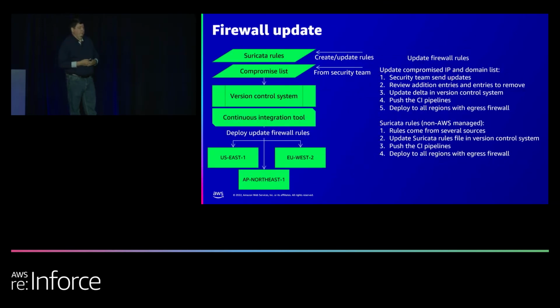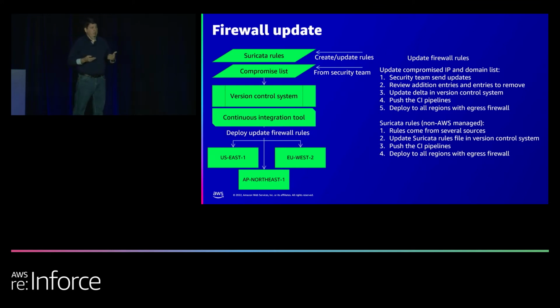I want to talk a little bit about how we do our firewall updates. There is a whole mess load of different options out there to do it, but this is the way we do it. We have two different interfaces that come in. So we have our rules that we create, and then we have a set of rules that come in from our security group that are things like which domains to block, what bad actors are out there, those things. Both of those get uploaded into our GitLab environment.